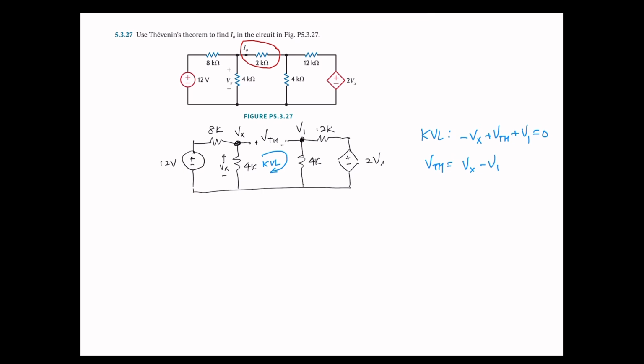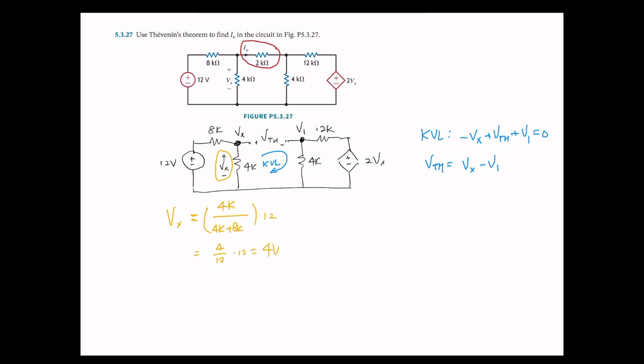So now we need to find Vx and V1. The VTH portion is open circuit, so we need to calculate Vx and V1 separately. For Vx, on this side, we can use voltage division. We have 4K in parallel with the 2 resistors combined, 4K plus 8K, and the total voltage 12, so that is 4 over 12 times 12, which is 4 volts.